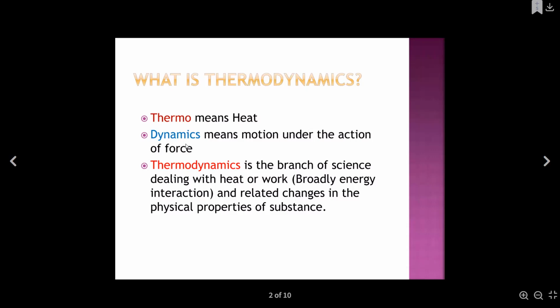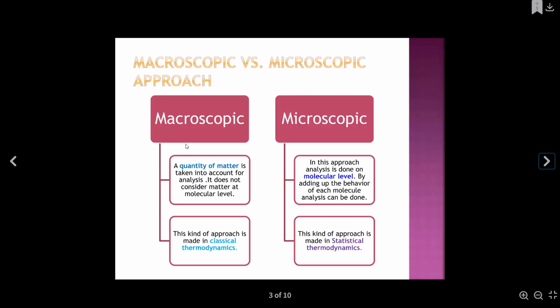So I think I have explained this in the previous video, so I don't need to waste too much time here. Now the next thing is, under this thermodynamics, we have macroscopic and microscopic approach. Under the macroscopic approach, a quantity of matter is taken into account for analysis. It does not consider matter at molecular level. Macro means larger. So the quantity of matter is always considered in macroscopic, and this kind of approach is made in classical thermodynamics.